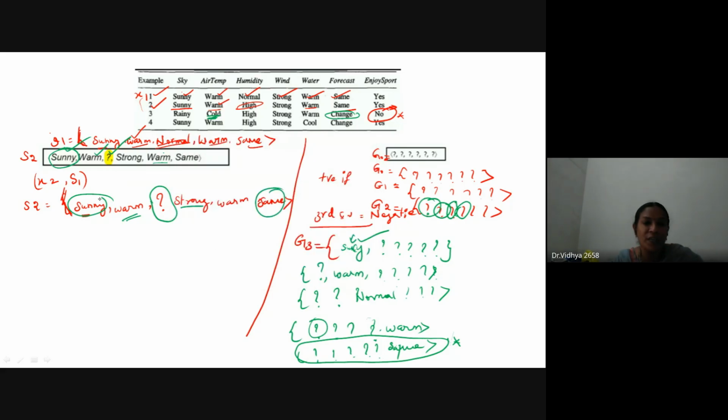Okay, I thought of changing the color. It is not coming. One minute. It is moving.